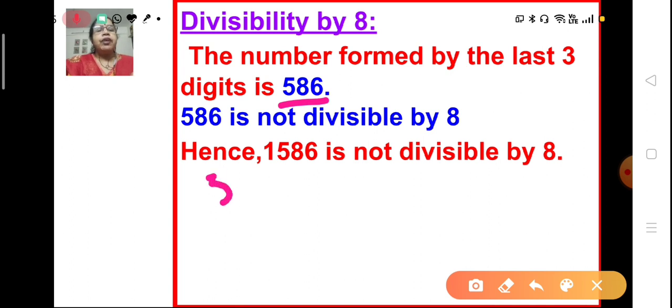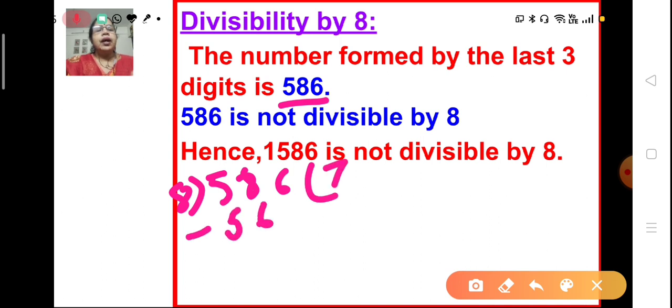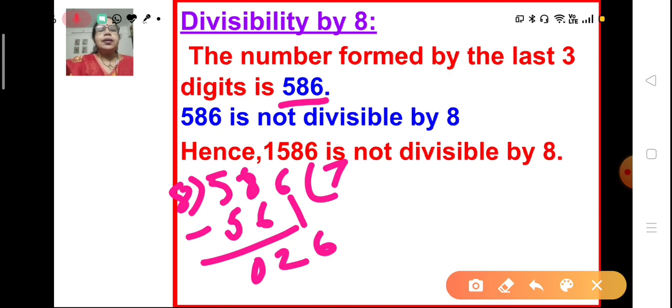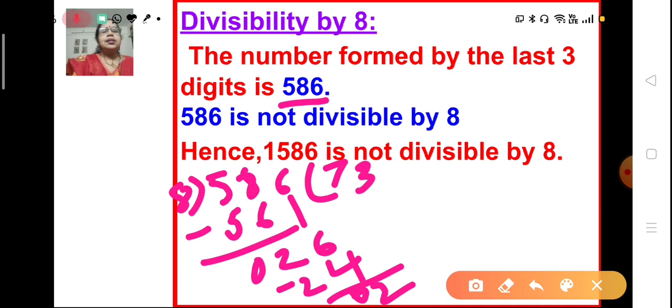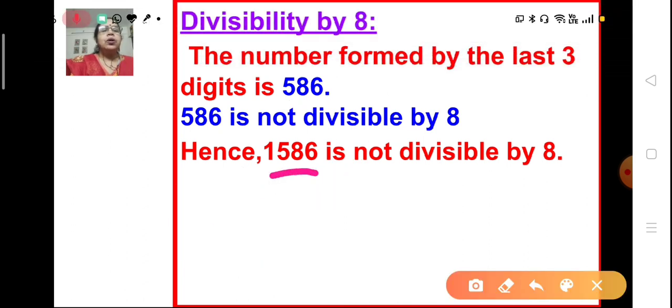And we can check that 586 is not divisible by 8. Let's check this. 586, 8 7 times is 56, isn't it? And 58 minus 56 is 2. 5 minus 5 is 0. Then we take 6. The number becomes 26, and 8 3 times is 24, and 26 minus 24 is 2, isn't it? So we cannot divide it further, so the number is not completely divisible by 8. That means 1586 is also not divisible by 8.